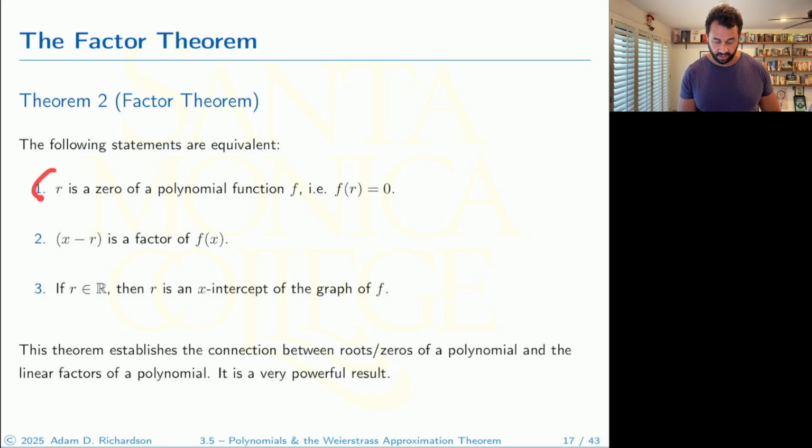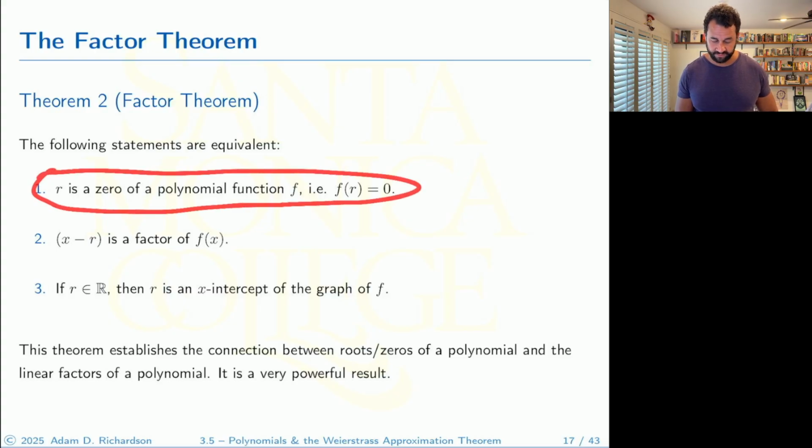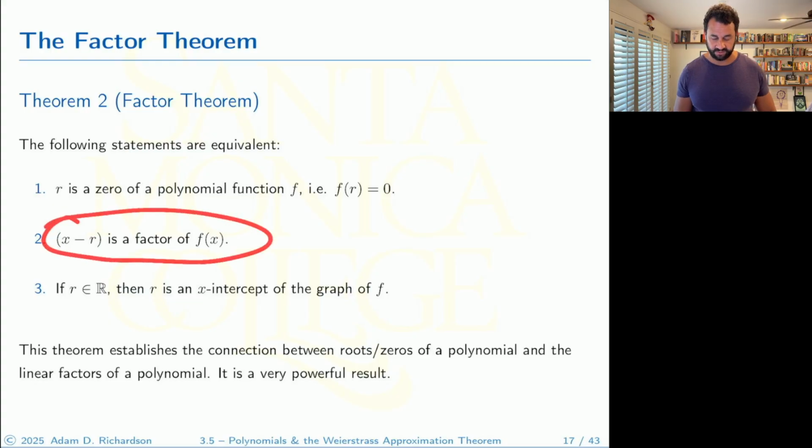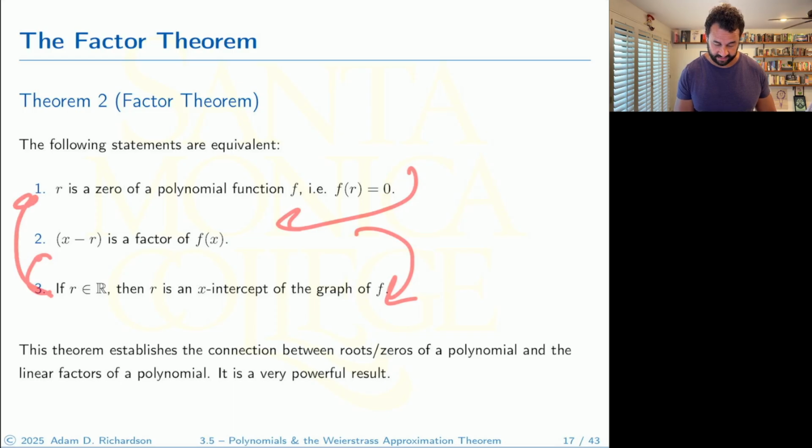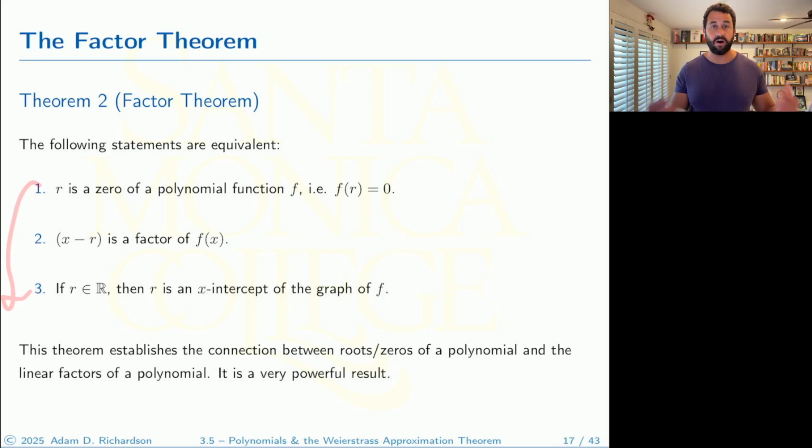First, r is a zero of a polynomial f; x minus r is a factor of f of x; and if r is a real number, then r is an x-intercept of the graph of f. So all of these statements are equivalent, which means they all imply each other. This implies this, which implies this, and they all imply each other.